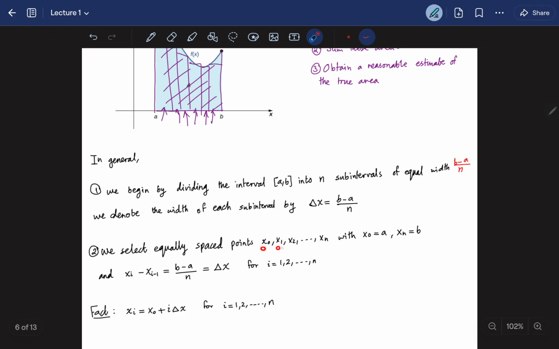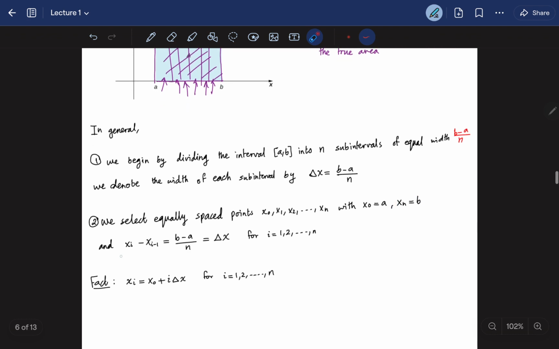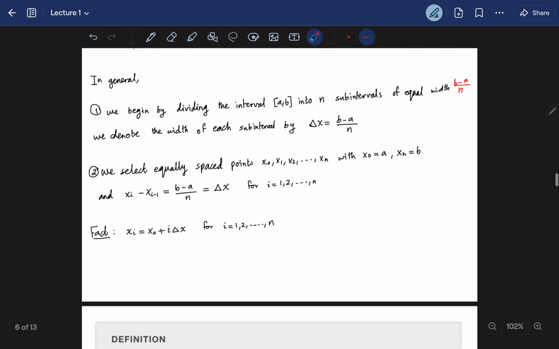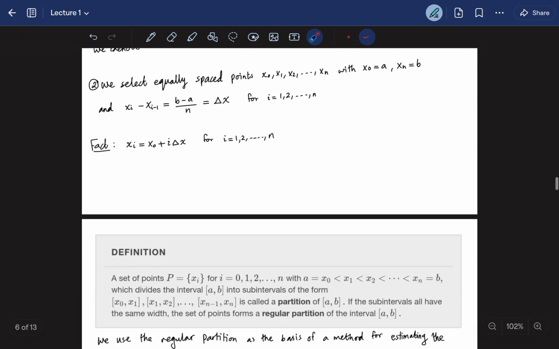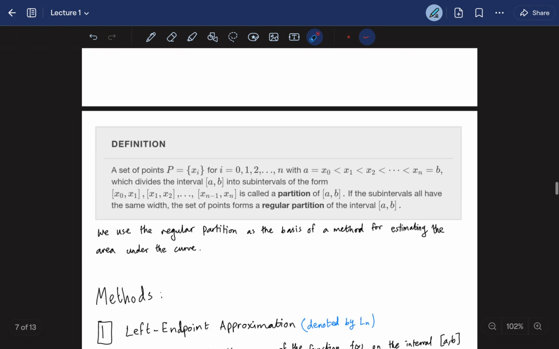We're going to select points that are spaced equally, and x0 is always my a, xn is always my b. The difference between any two consecutive points is just (b minus a) over n. And to find xi, we can use this formula. Okay, so these are just a bunch of definitions. Let's see how we're going to use them to approximate the area.